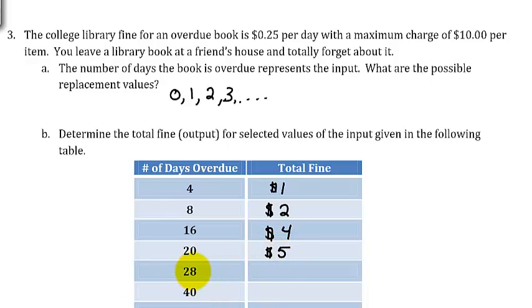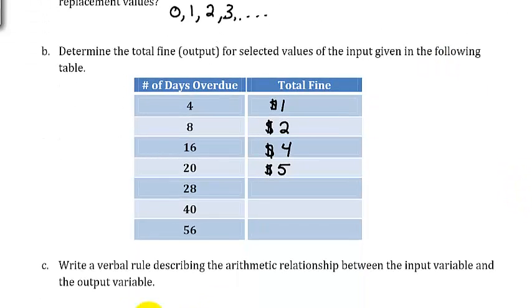And you could be calculating these on your calculator too. I'm just thinking about quarters. So if you have 4 quarters, you have $1. If you have 8 quarters, you have $2. And if you have 16 quarters, you have $4, and so on. But again, you could be doing 0.25 times all of these numbers in your calculator as well. 28 would be $7, 40 would be $10, and then 56 would also be $10. Once you get up to $10, then that's your maximum charge.